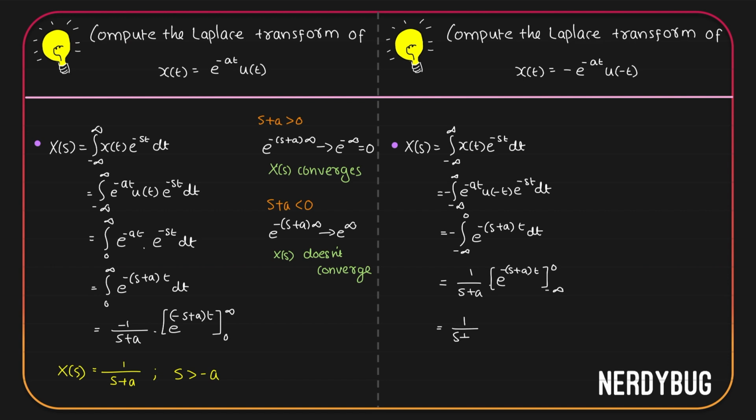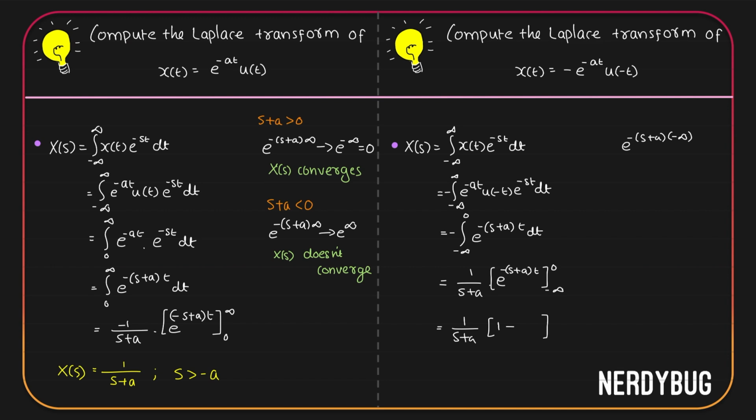So we get 1 by s plus a into, giving the upper limit, I'll get e raised to 0, which is 1, minus I have to give the lower limit, which is minus infinity, and this is where the problem starts. If I give the lower limit, I will get e raised to minus s plus a into t is minus infinity. Here also we have two cases.